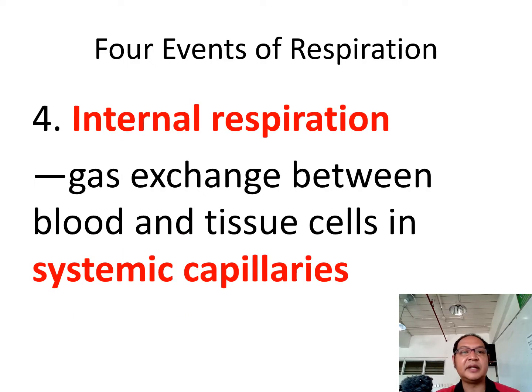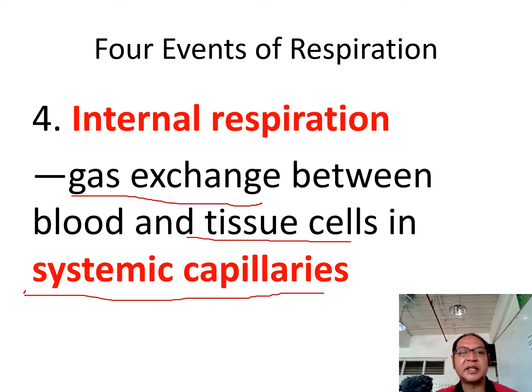And then internal respiration. If you say internal respiration, you are now talking about gas exchange between the systemic tissue cells and the systemic capillaries. There is exchange between the blood and the tissue. In external respiration, we are talking about the alveoli and the blood. Here, it is the blood and the tissue. That is the difference between the two. So internal respiration is gas exchange between blood and tissue in the systemic capillaries.